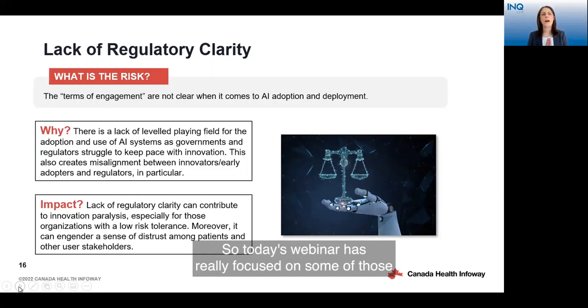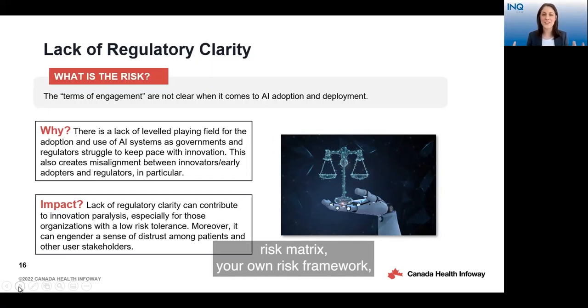So today's webinar has really focused on some of those key risks to help you identify and draw out your own risk matrix, your own risk framework, and also to help you really think through who are the players in my organization that need to sit around the table to help me devise and plan our AI strategy.